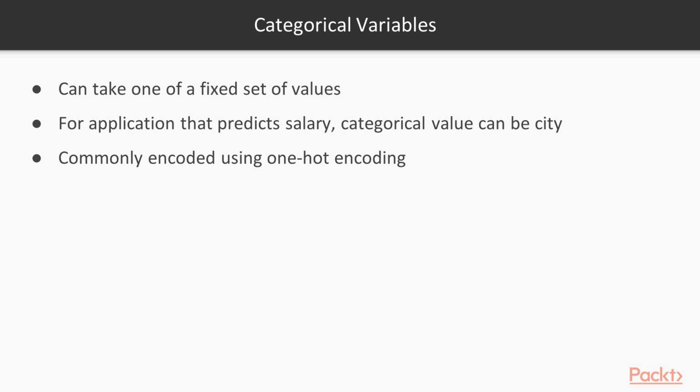Many problems have explanatory variables that are categorical or nominal. A categorical variable can take one of a fixed set of values. For example, an application that predicts a salary for a job might use categorical variables such as the city in which the position is located. Categorical variables are commonly encoded using one-of-k encoding, or one-hot encoding, in which the explanatory variable is represented using one binary feature for each of its possible values.